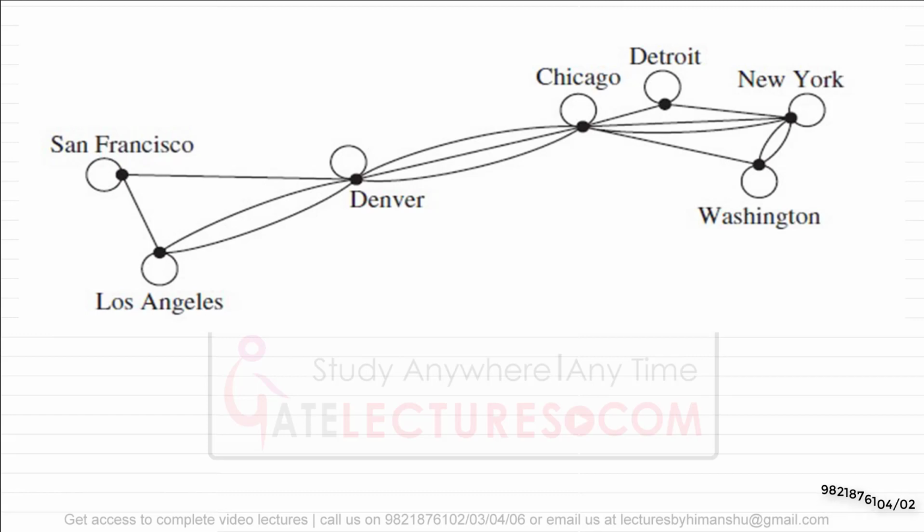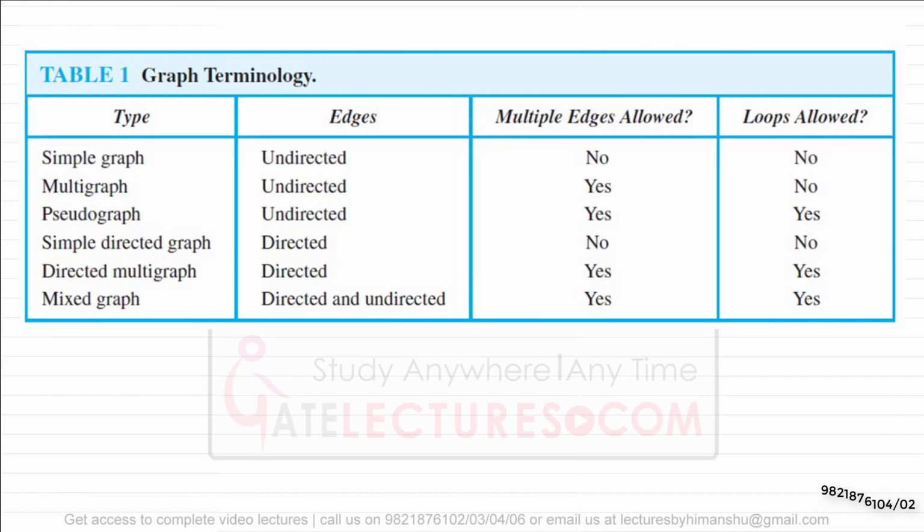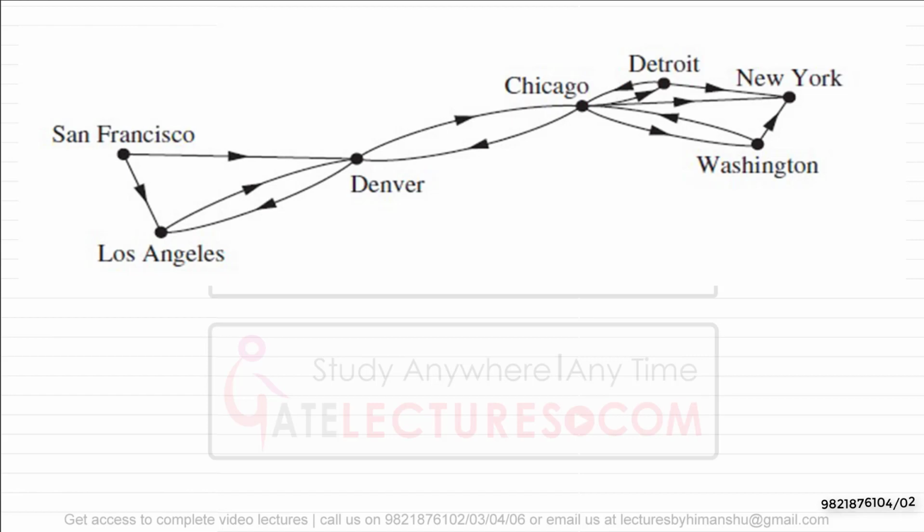Then we have this graph which is representing the simple directed graph. That means multiple edges are not allowed, loops are not allowed, but directions are allowed. You can see between every pair of cities there are directions given. For example, between San Francisco and Denver we have an edge from San Francisco to Denver, but we do not have any edge from Denver to San Francisco. Then we have Los Angeles and so on, correct?